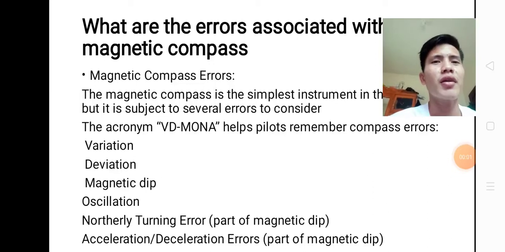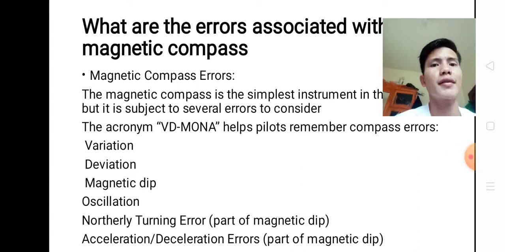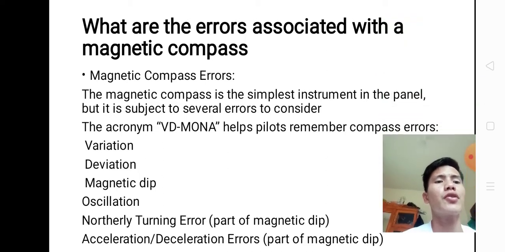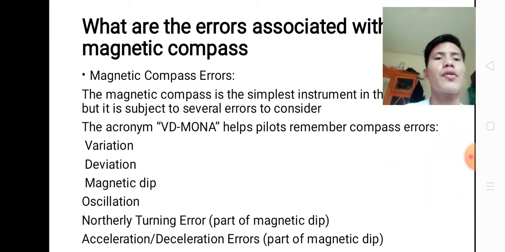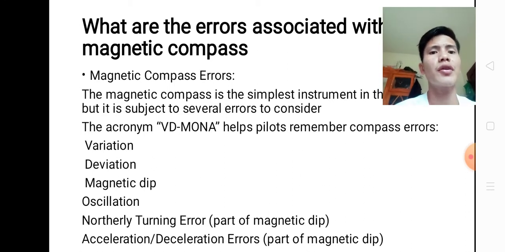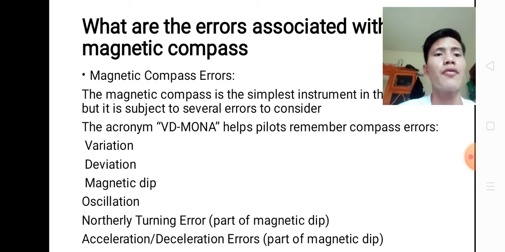So, I am Cadet Malinaw and I am here to tackle the errors associated with the magnetic compass. Magnetic compass errors. The magnetic compass is the simplest instrument in the panel, but it is subject to several errors. Consider the acronym VD-MONA.